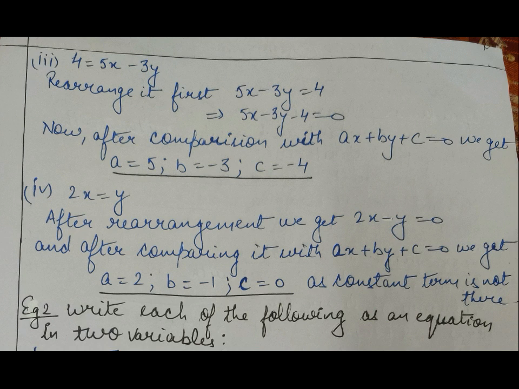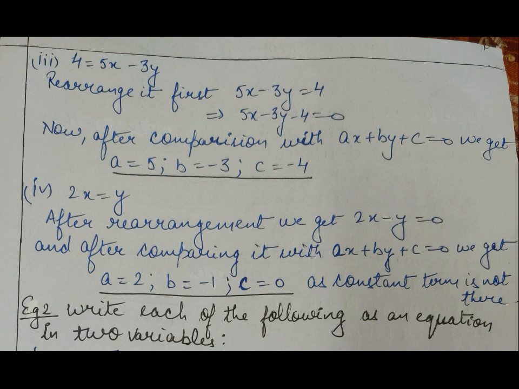Then come to the next part, that is the third part. Question is 4 is equal to 5x minus 3y. In this again rearrange it first. After rearrangement, we will get 5x minus 3y minus 4 is equal to 0. Now after comparison with ax plus by plus c is equal to 0, we get that the value of a will be 5, the value of b will be minus 3 and c will be minus 4.